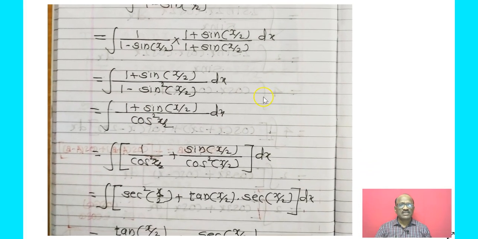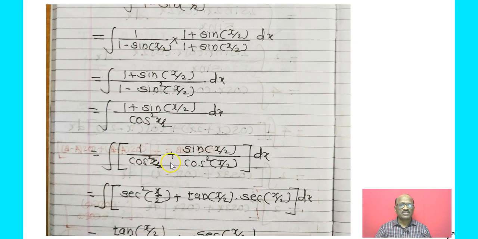Now see this, that is 1 upon cos square x by 2 plus sin of x by 2 upon cos square x by 2. 1 upon cos square x by 2 becomes sec square x by 2, plus sin of x by 2 upon cos of x by 2, which becomes tan of x by 2, into 1 upon cos, which becomes sec of x by 2.